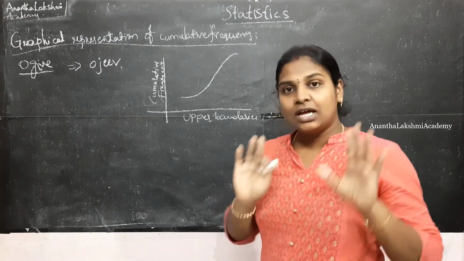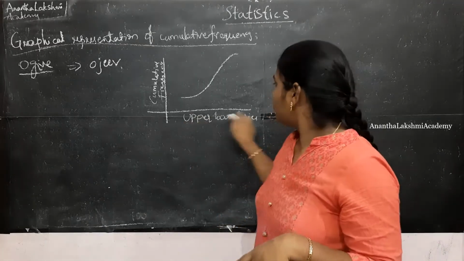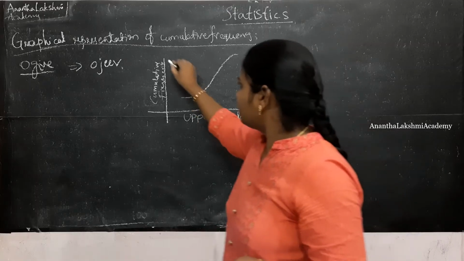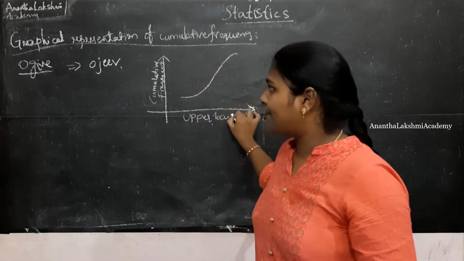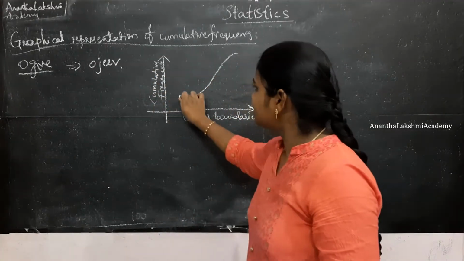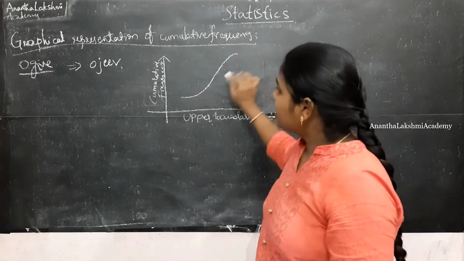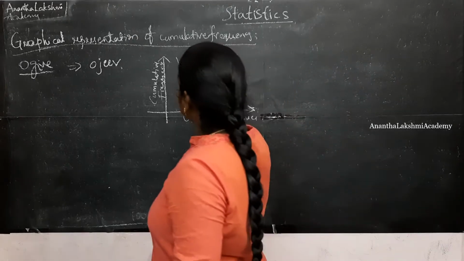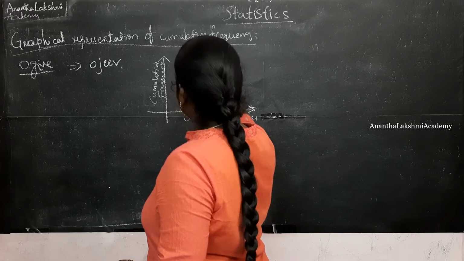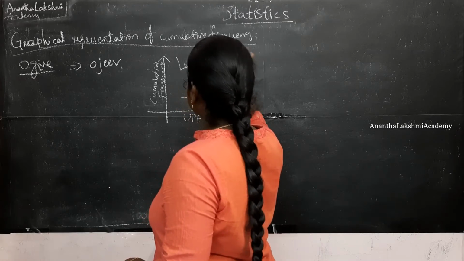So for now, look at the concept. If you draw a graph between upper boundaries and cumulative frequencies, this is how the graph goes, which is known as the less than ogive. What is this? Less than ogive.